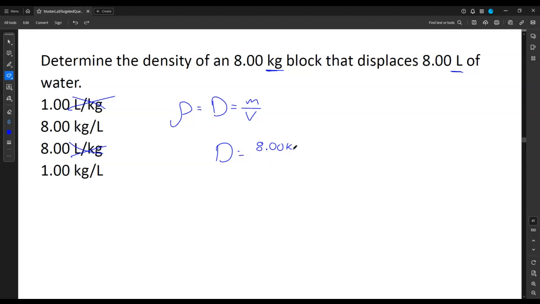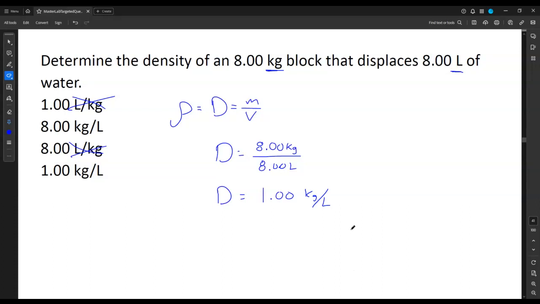Sorry, my pen's acting up a little bit. Then 8.00 liters. So, as predicted, kilograms per liter, and then as you probably guessed from looking at the numbers, we get 1, or 1.00 if we keep significant digits the same.